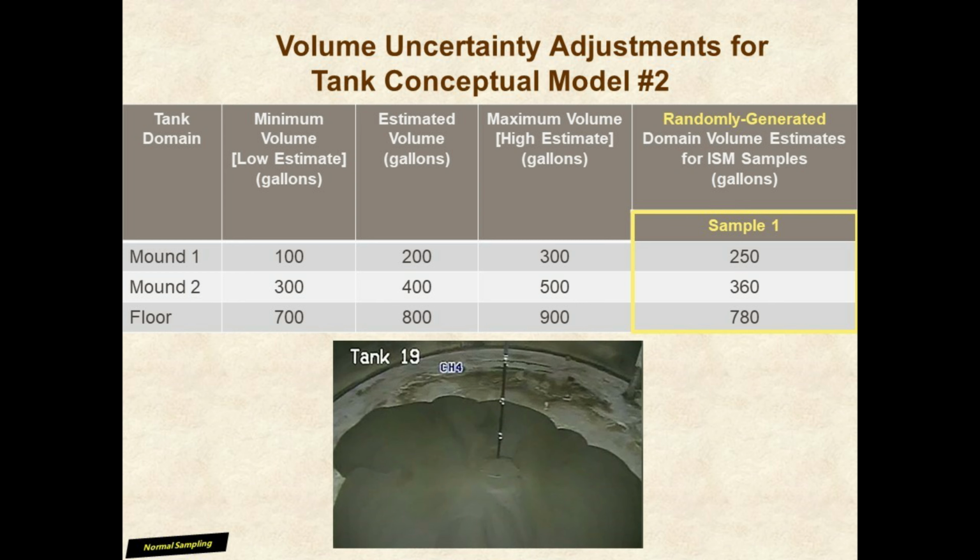The table shown here presents the calculations for Sample 1 in Conceptual Model 2. This process is repeated for each domain that will contribute material to the ISM sample.